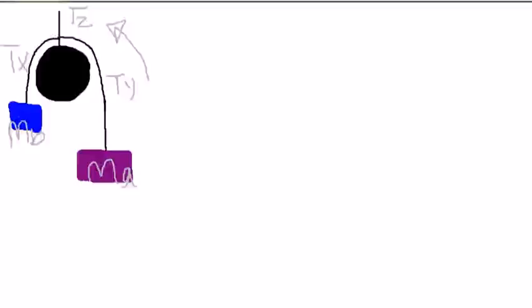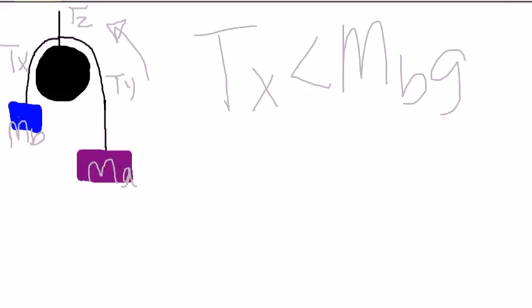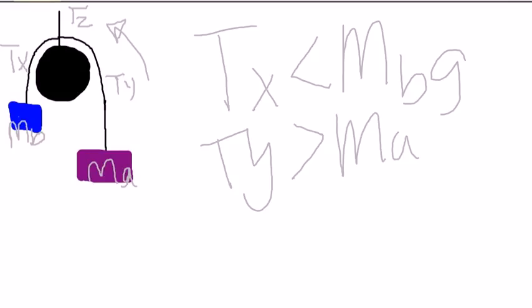That means that gravity is stronger on the left because it's bringing the weight down, compared to tension, which is stronger on the right, which is bringing the weight up. So that is actually the answer to the question. So Tx is less than mg because it's moving down, and Ty is greater than mg because the mass is moving up. And that is the answer to question 1.